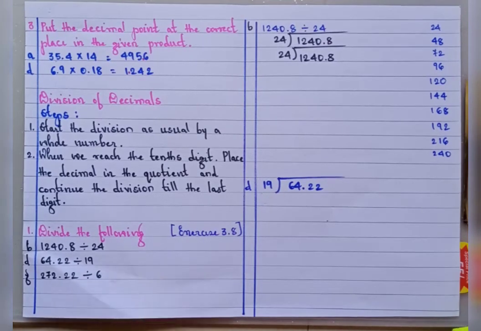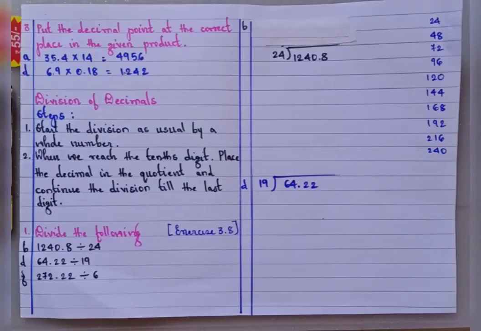Okay, so now just see division of decimals. Here also we have to follow a few steps. So let's see division of decimals. We have steps here. Start the division as usual by a whole number. When we reach the decimal digit, place the decimal in the quotient and continue the division till the last digit.